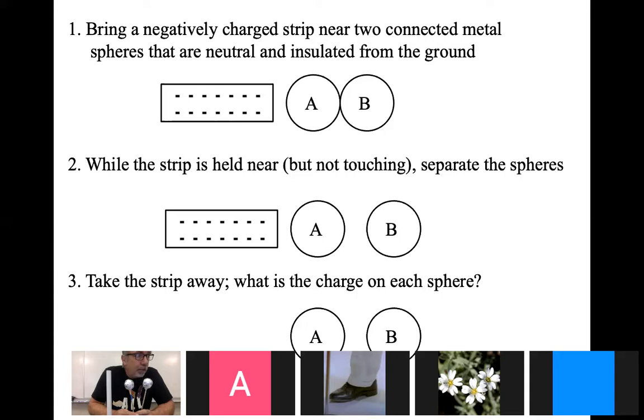A positive, B negative. That's correct. Yeah, good job. Awesome. Because the negatively charged object, let me stop sharing.